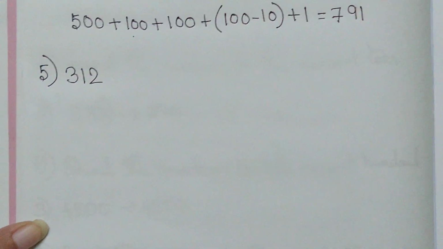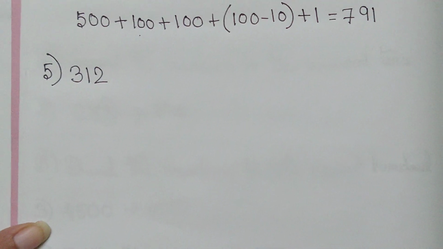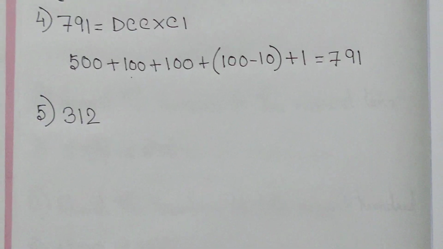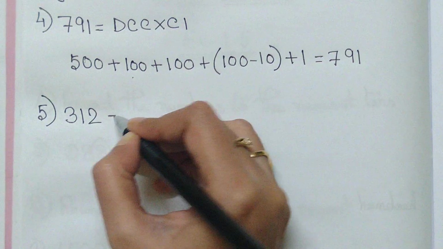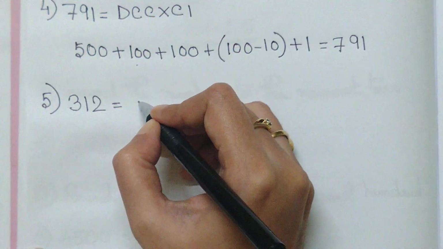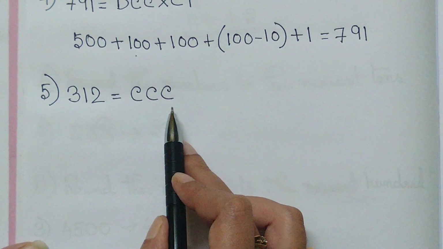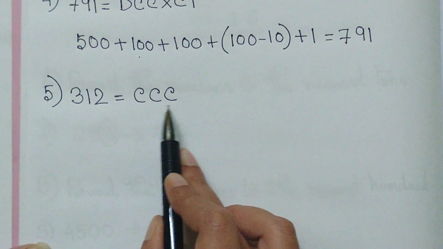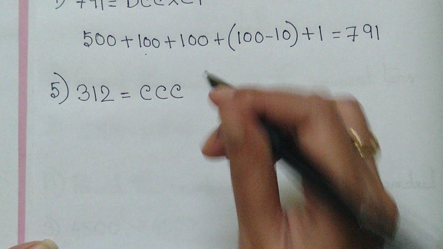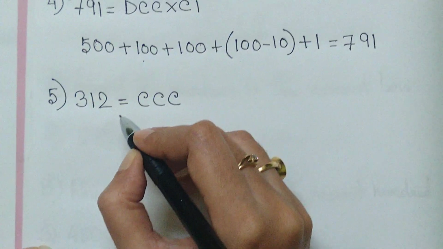Number 5. 312 is given. So I need to first consider 100. How will I get 100? That is by C. C can be repeated a maximum of 3 times. So I have written it 3 times. That is 100 plus 100 plus 100. This gives you 300. Then 12. How will we get 12?